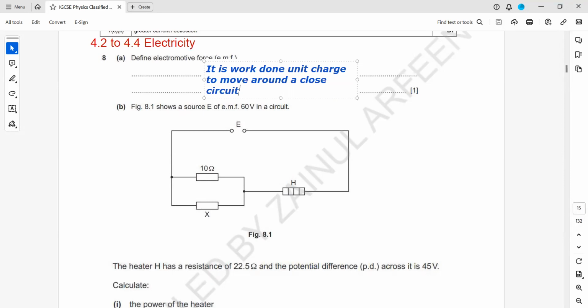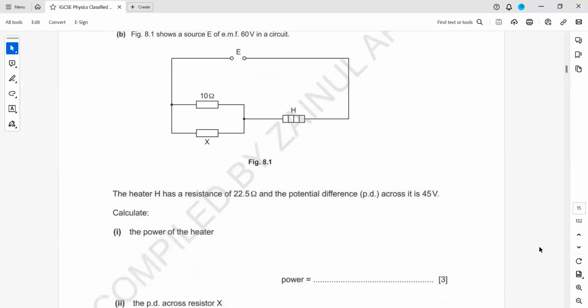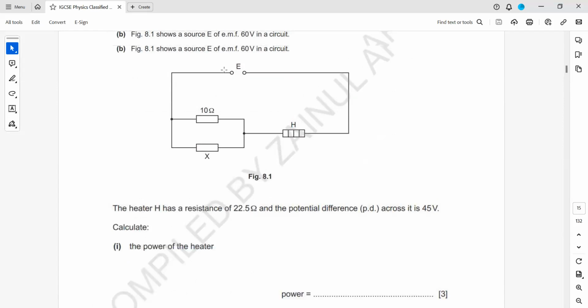So how much work done or how much energy is used to move the charge around a closed circuit? Work done by a source or a power supply. When chemical energy changes to electrical energy in a closed circuit, we call that EMF or electromotive force. Learn the standard definition. I have already shared with you the file, all the definitions. So learn from that.